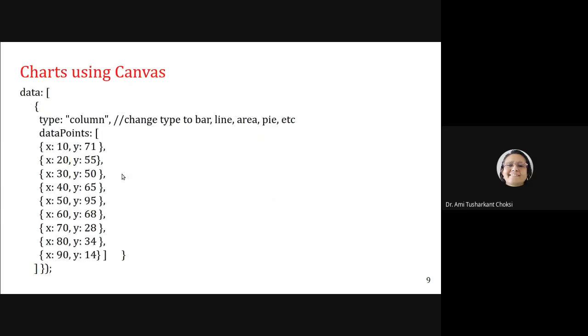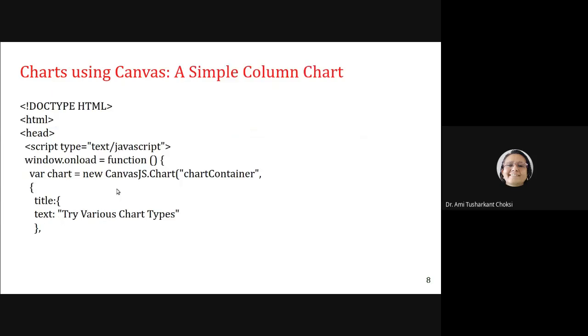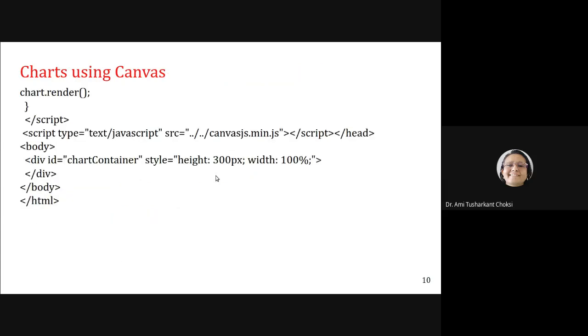What is this chart container? What we have specified here is while creating the chart object using CanvasJS.Chart, right? Whatever we have specified, that only we are keeping here for div id equal to chart container. Style, whatever style we want to provide, we can say here, height 300 px, width 100 percent, and close div and body, right? And html.